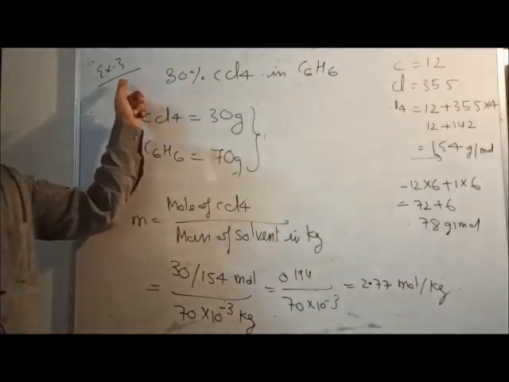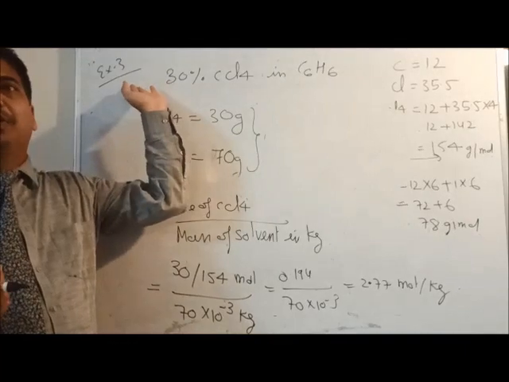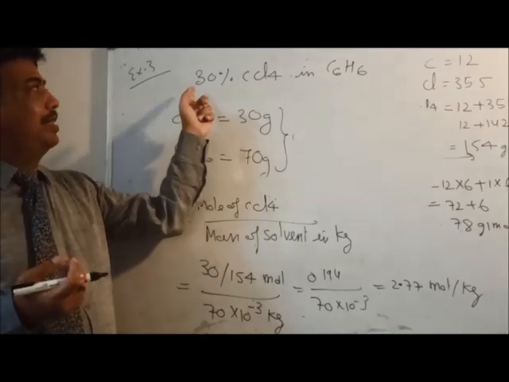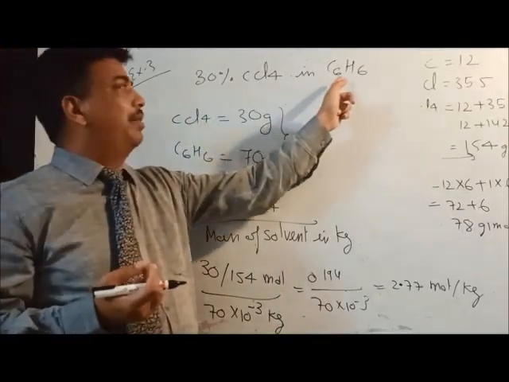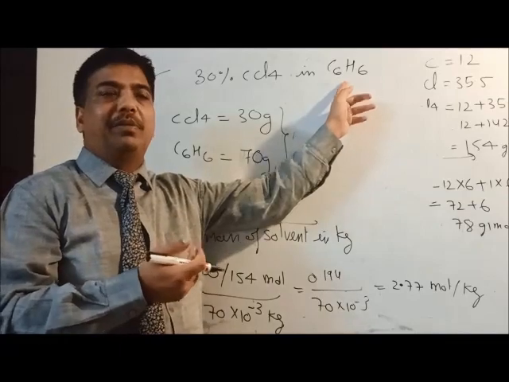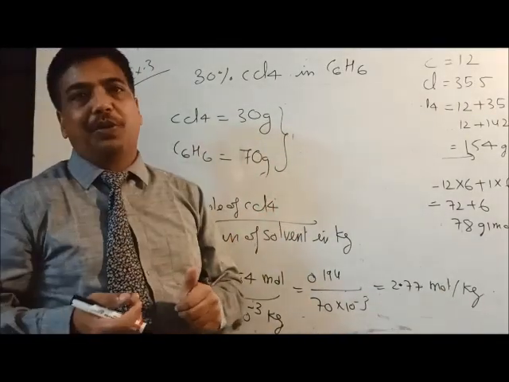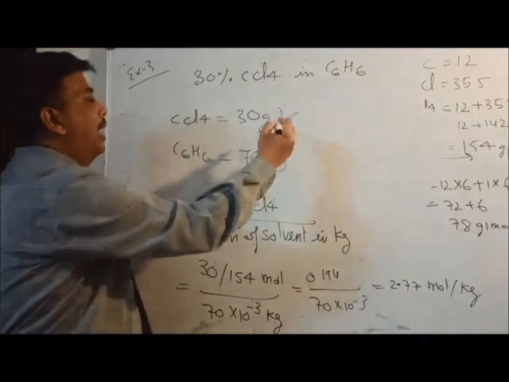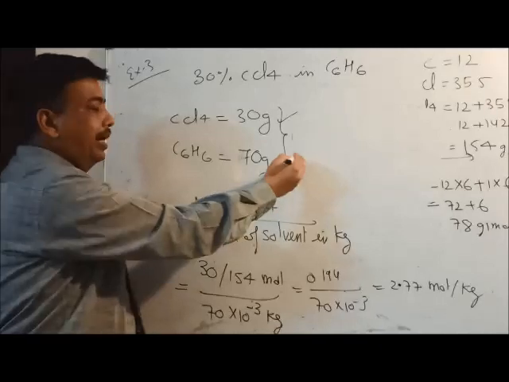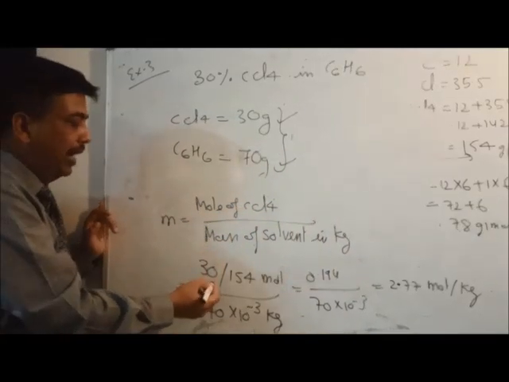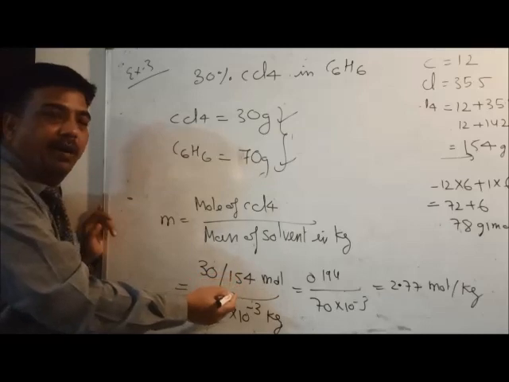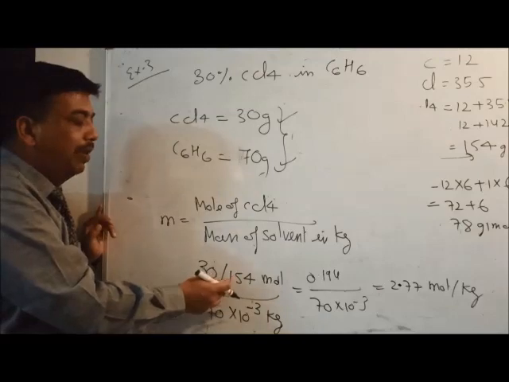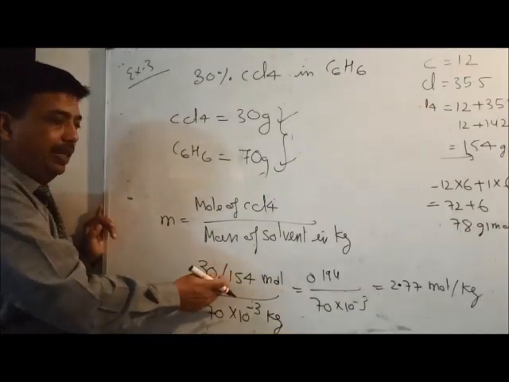So, student, in the third example, you were asked to calculate molality also. In this case 30% CCl4 is present in benzene, and we did calculate mole fraction in the previous screen. Now we are going to calculate molality. 30% CCl4 means CCl4 is 30 gram and benzene is 70 gram. So mole of CCl4 can be calculated as 30 divided by 154. 30 is the mass in gram and 154 is the molar mass of CCl4.